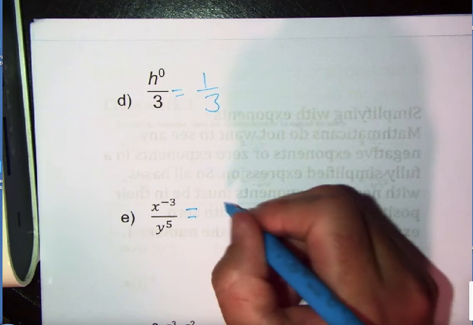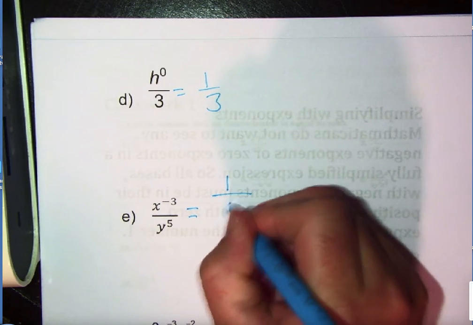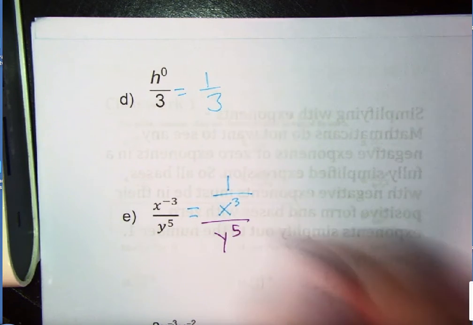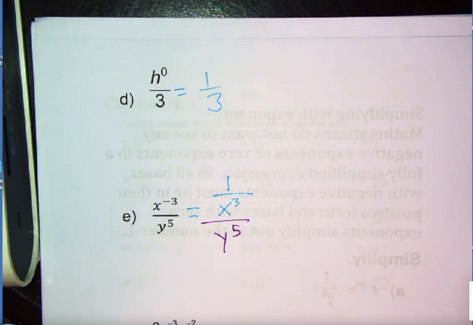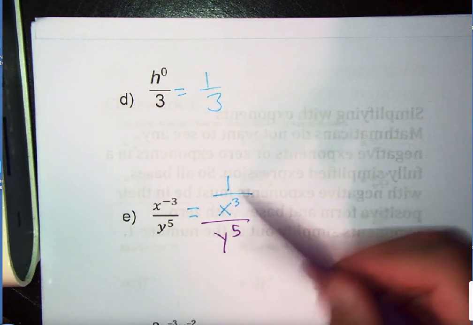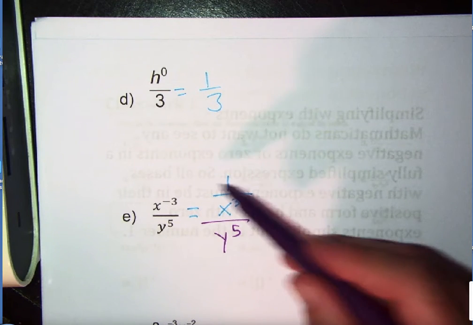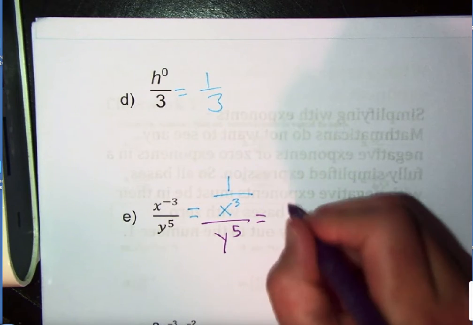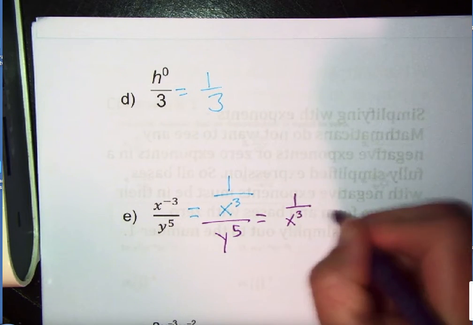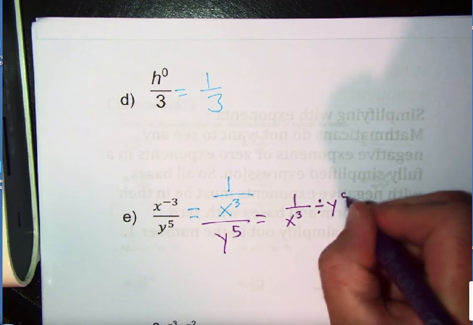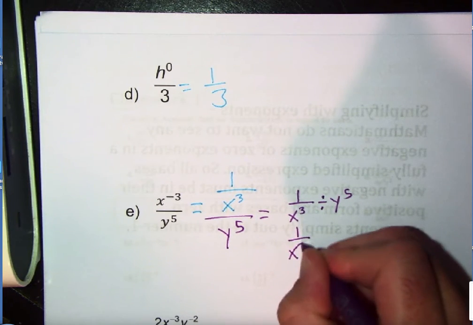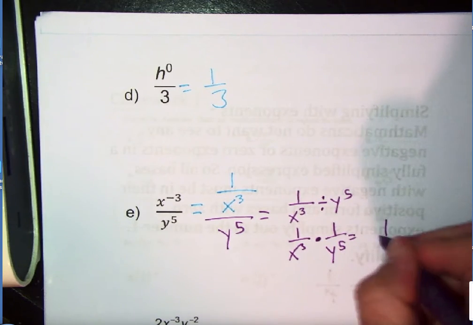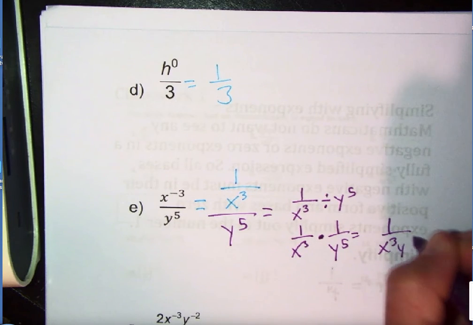This one, we can't have a negative exponent, so we're going to write it as 1 over x to the 3rd over y to the 5th. But we have an issue. This isn't simplified. Mathematicians don't like to see a fraction on top of another part of a fraction. So to resolve that, we do 1 over x to the 3rd divided by y to the 5th, which is 1 over x to the 3rd times the reciprocal, which is 1 over x to the 3rd y to the 5th.